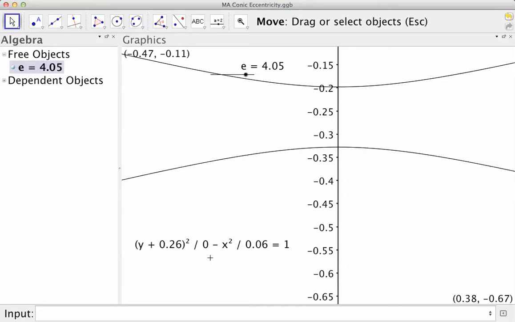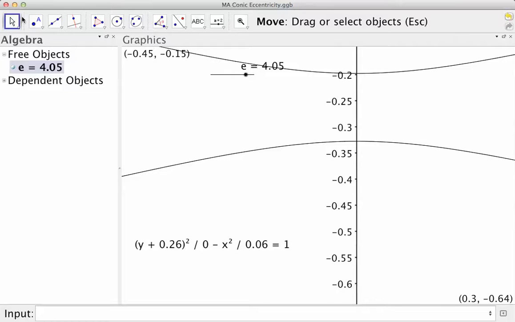But you can see here it's rounding so much that it thinks it's dividing by 0, which is probably where the undefined is coming from. But that's how it works. So that's the relationship between eccentricity and the equation.